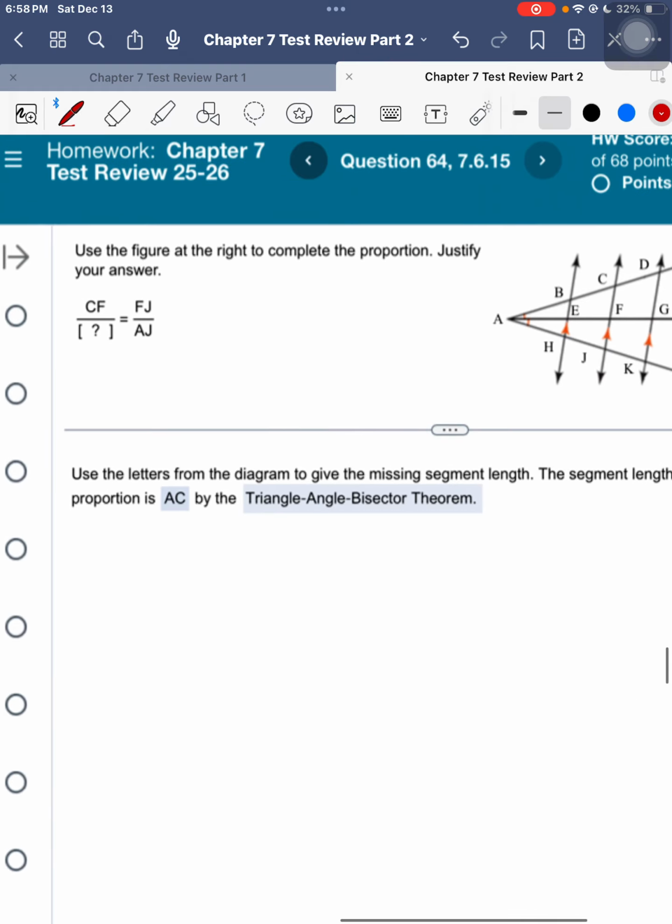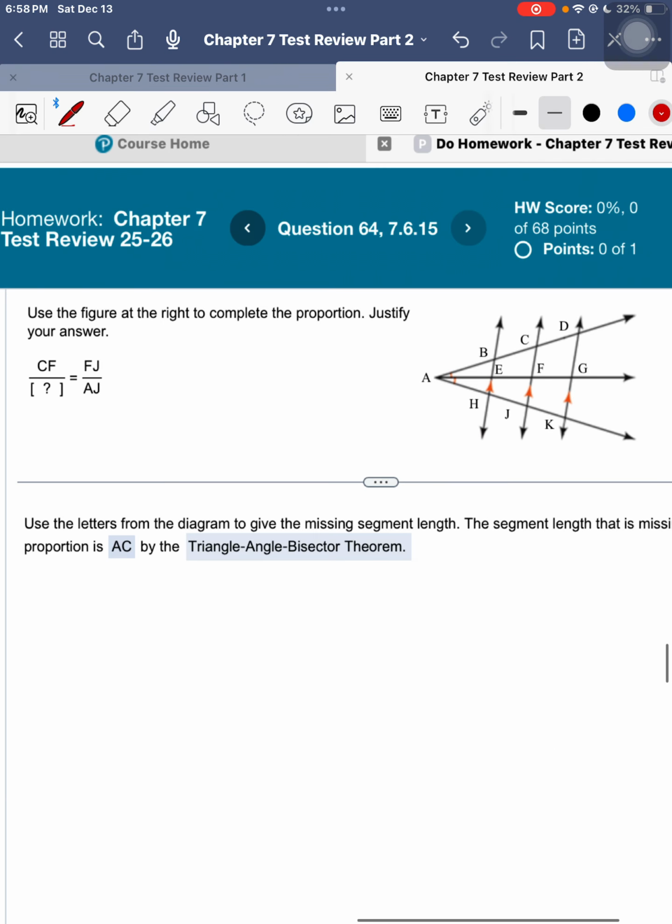Okay. So now this question. Use the figure at the right to complete the proportion. So here, CF is corresponding to something. So I'm going to leave that in blue. Now let's go to red. FJ, where's FJ? FJ is corresponding to AJ. To this. Okay, right there.